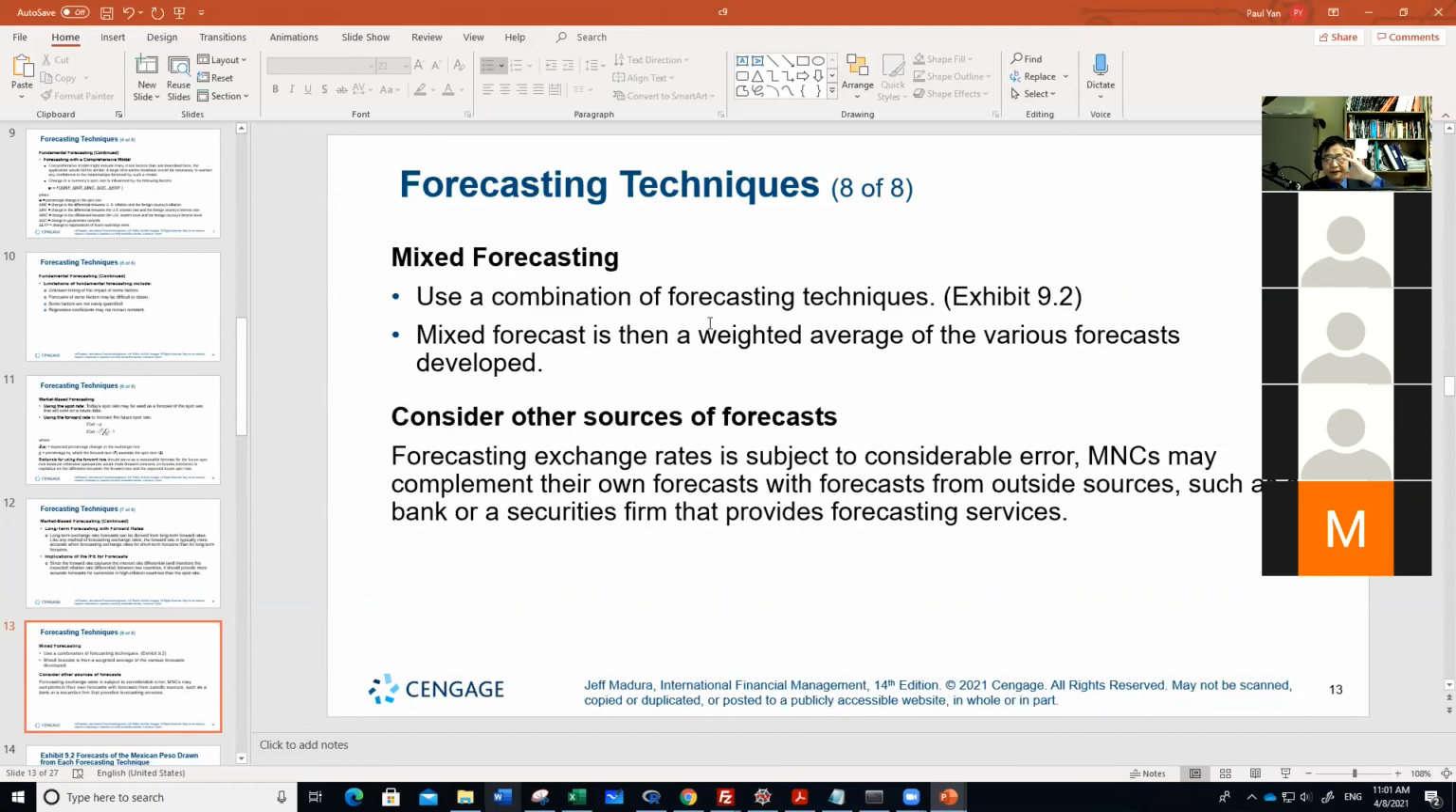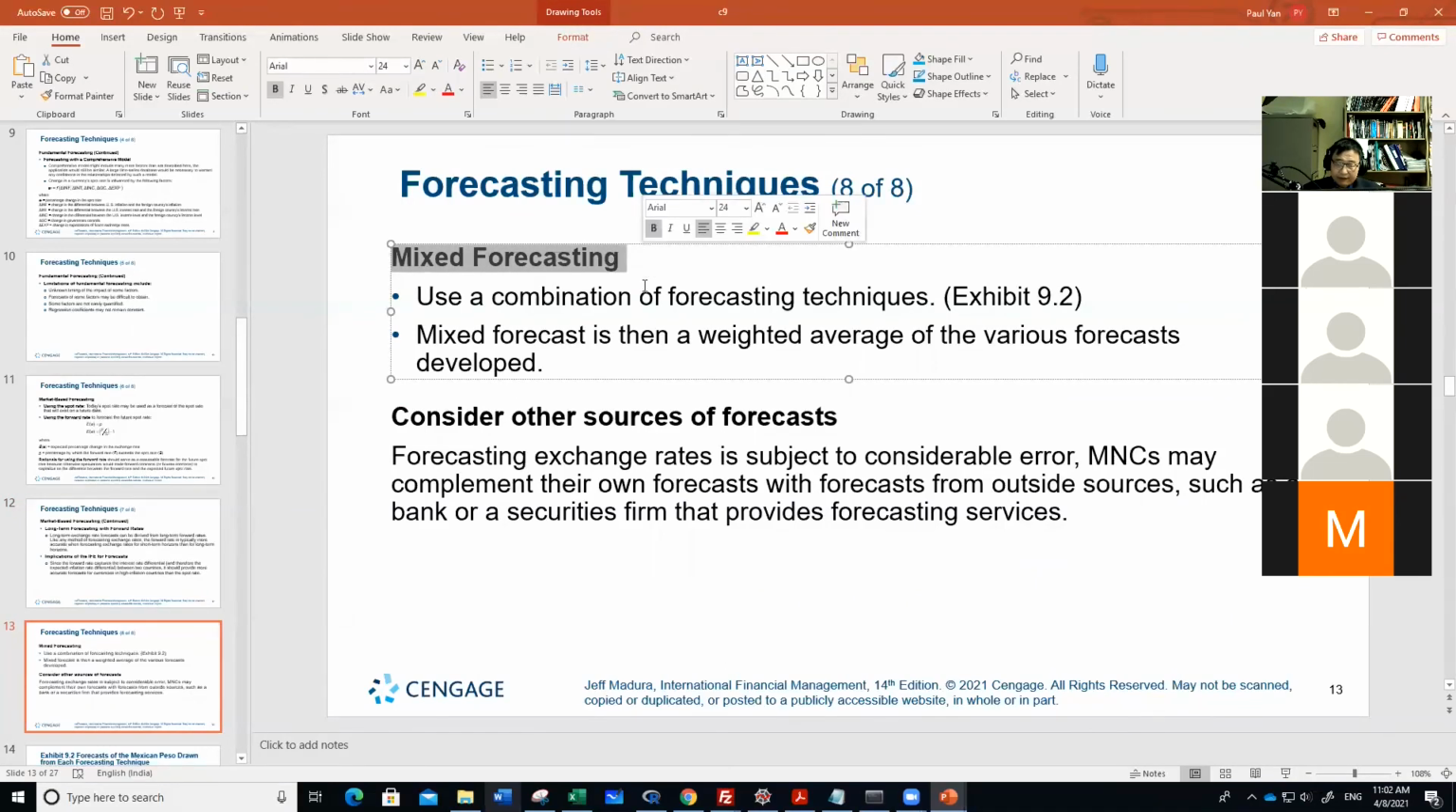Suppose I have 5 values, I sort them from highest to lowest and choose number 3. Suppose I have 10 methods, then I sort them from highest to lowest and use the average of the 5th and 6th as my final result. This is called mixed forecasting. Some use the average, some use the median, and some say, I have 10, I remove the top 2 and the bottom 2, then I use the average of the remaining 6 forecasting values.